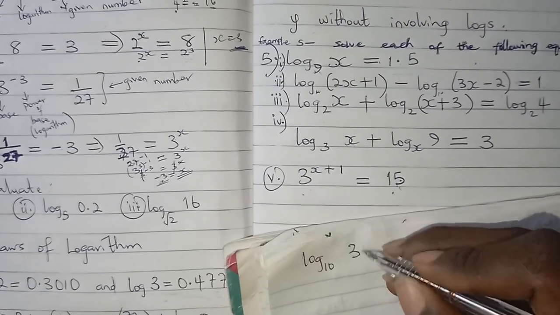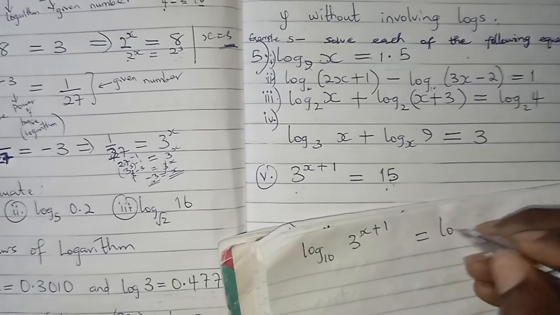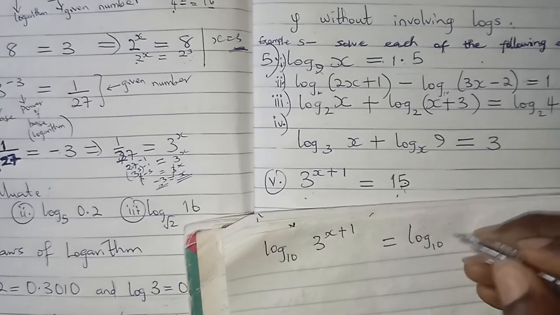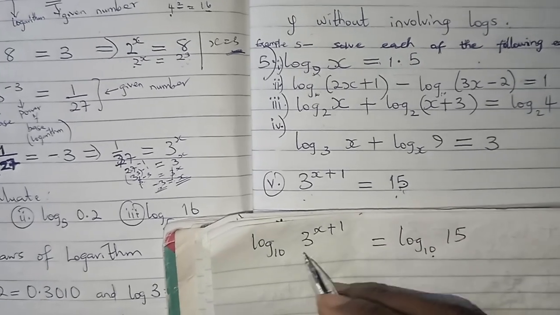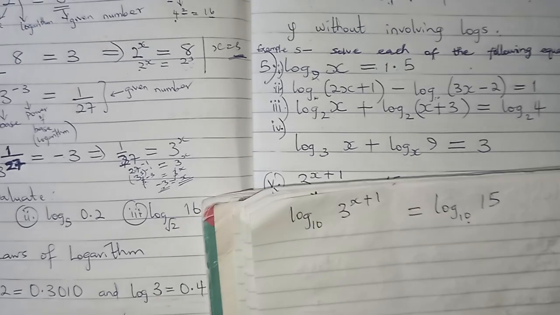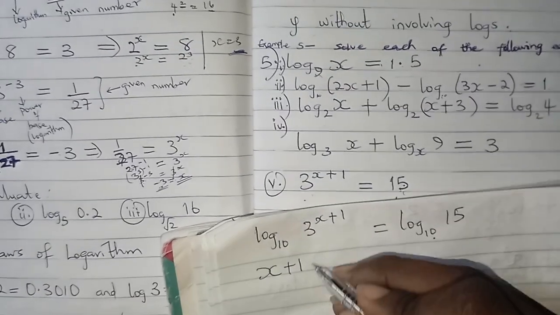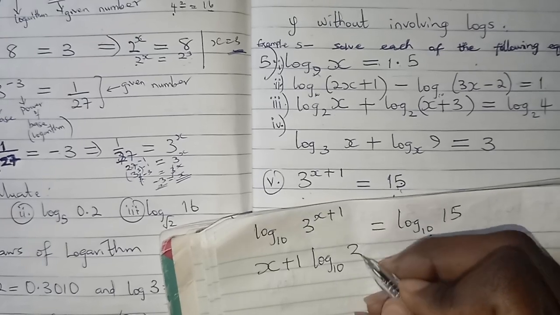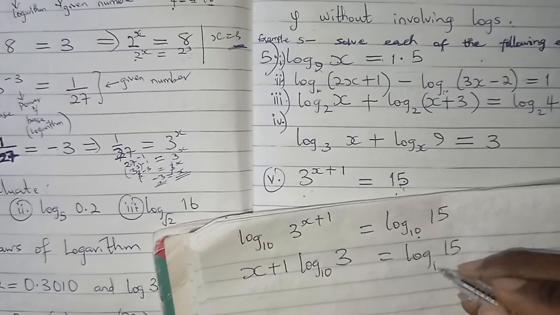Log of 3 raised to the power x plus 1 equals log of 15. That's log to base 10. So log 15 to base 10 and log 3 raised to the power x plus 1 to base 10. So notice that the minute I do this, this becomes the power. Applying that power law, x plus 1 times log 3 to base 10 equals log 15 to base 10.